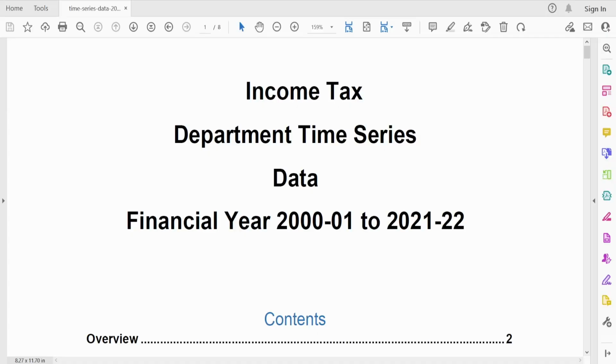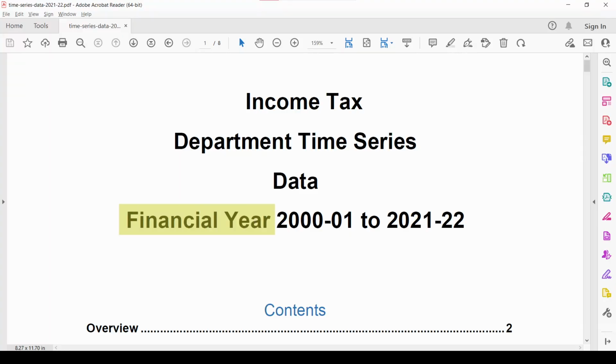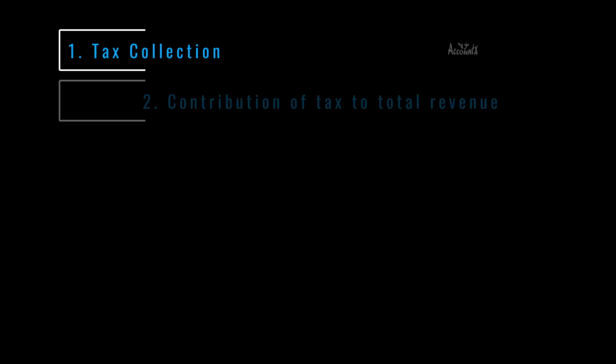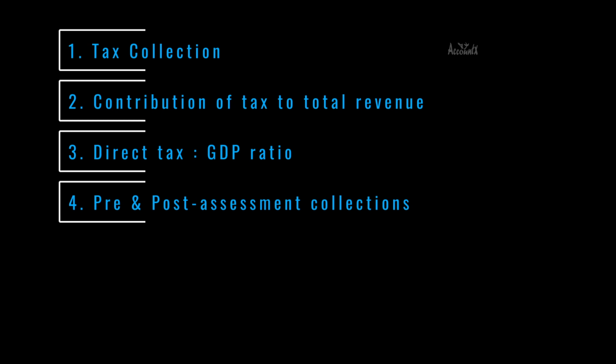A few months back, the Income Tax Department had released time series data. This data is for about 2 decades, starting from financial year 2000-2001 to financial year 2021-22. This time series data is basically a collection of detailed statements on 5 different parameters. 1. Tax collection. 2. Contribution of direct taxes to the total revenue. 3. Direct tax to GDP ratio. 4. Pre and post assessment collections. 5. Cost of collection. In today's video, let's take a deep dive and analyze some of these parameters.